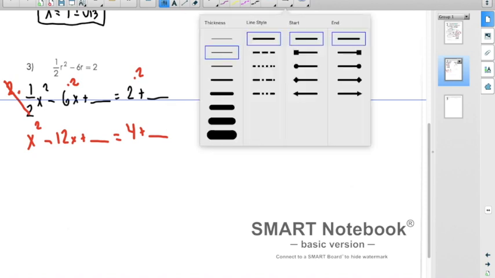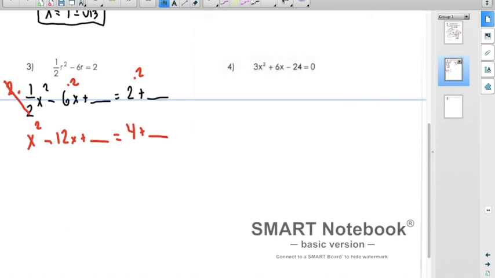Again, remember how to find that blank. It's b over 2 squared. If I want to find what goes here, b over 2 squared. Well, my b is negative 12. Negative 12 over 2 is negative 6, squared. And negative 6 squared, that's saying negative 6 times negative 6, that's positive 36. So that is what's going here and here.